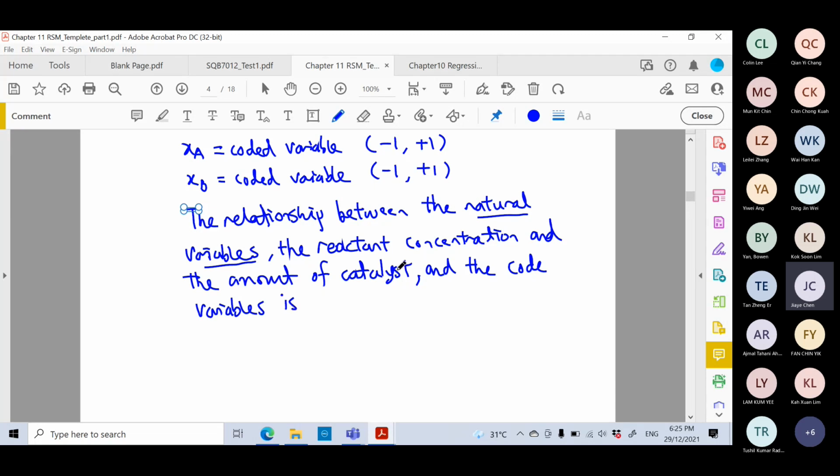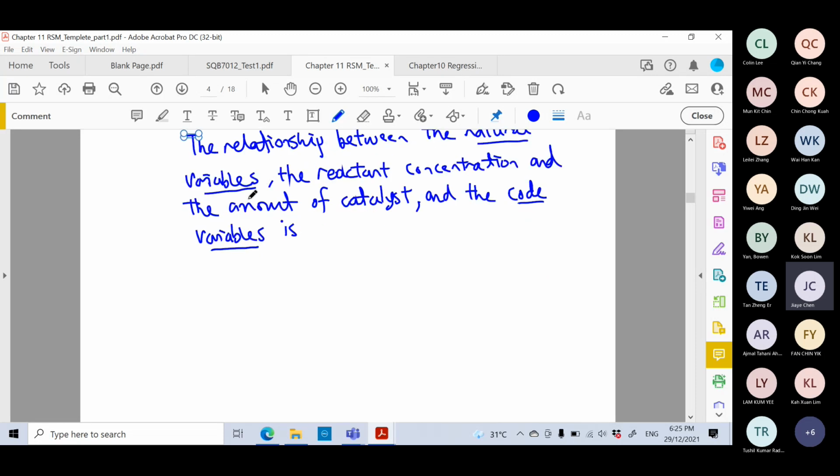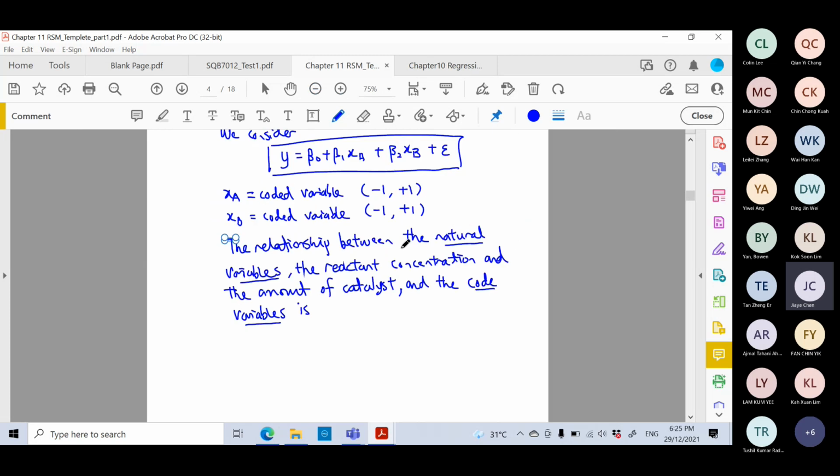The relationship between the natural variables and the coded variables is given by XA equal to the concentration minus the average of the concentration at the low level and the concentration at the high level, divided by 2.